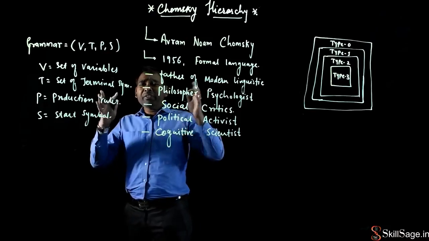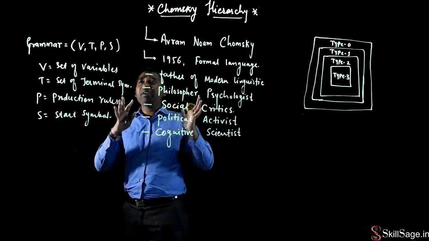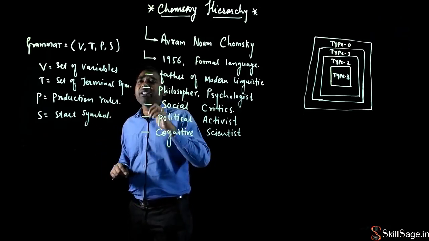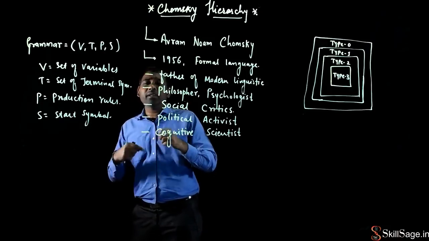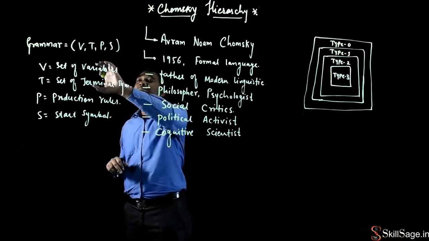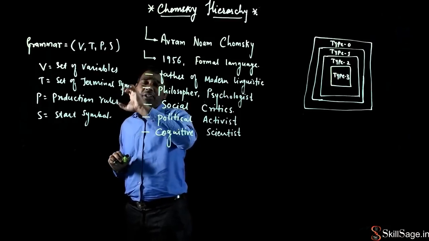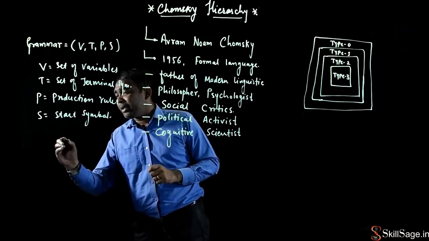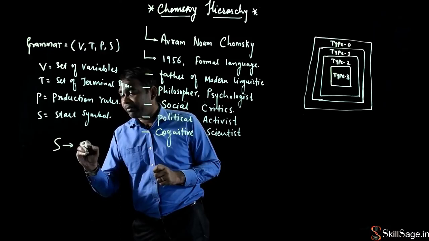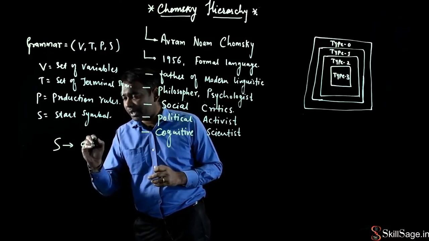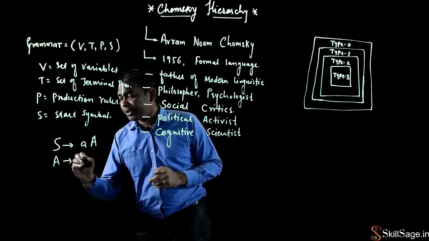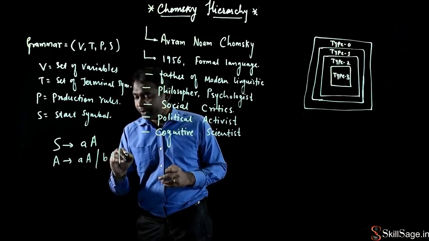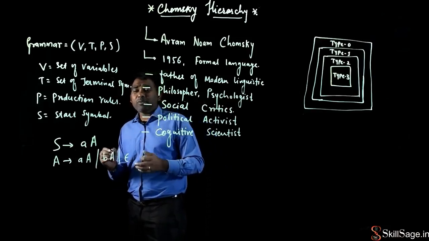Generally, whatever formal language we have consists of strings, and a string is nothing but a set of terminal symbols. Generally, terminal symbols are denoted with small letters, and the set of variables is generally denoted with capital letters. For the sake of simplicity, we'll take one simple grammar: S produces aA, and A produces AA, BA, and epsilon.